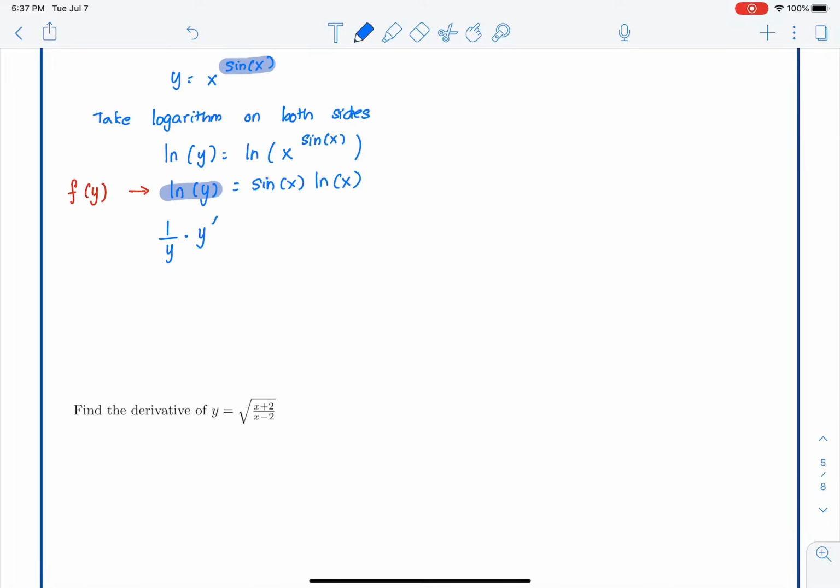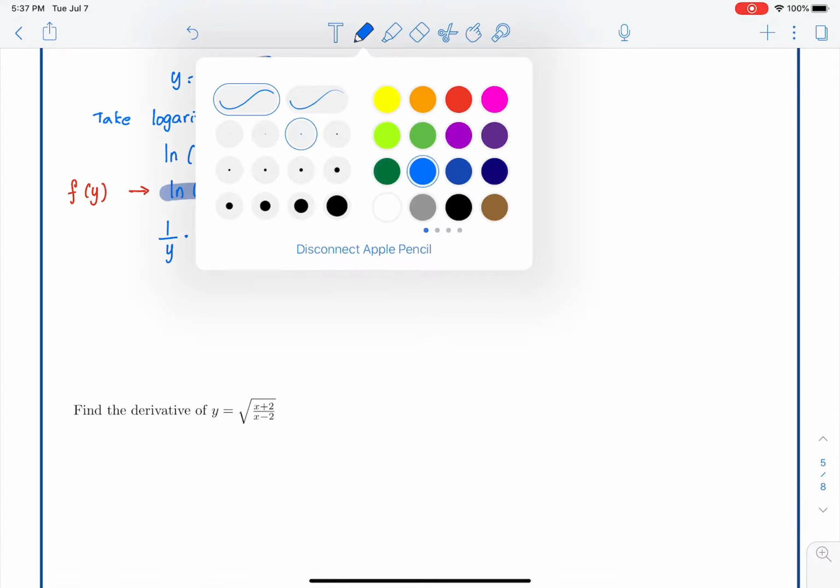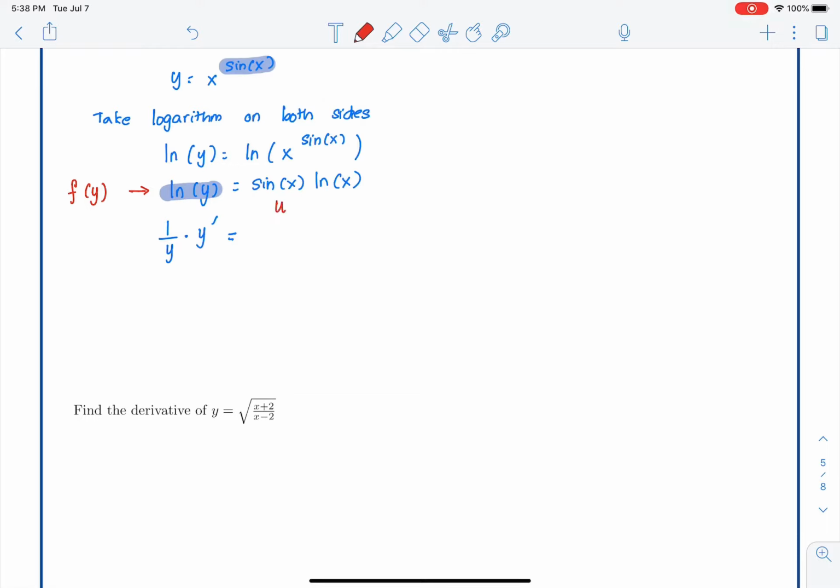Now, we like to take the natural logarithm because we don't want to multiply by another constant. In the previous video, we saw that if we had log base b of y, the derivative would be 1 over y, and you've got to multiply it by y prime and ln of b. And we don't have to do that here. On the right-hand side, we have a product of two functions, u and v. So we have to use product rule.